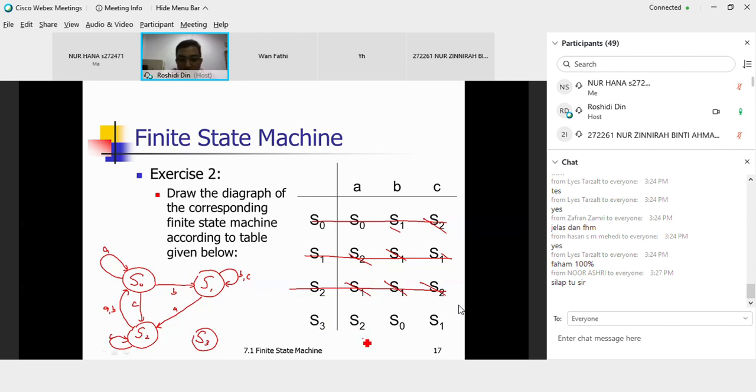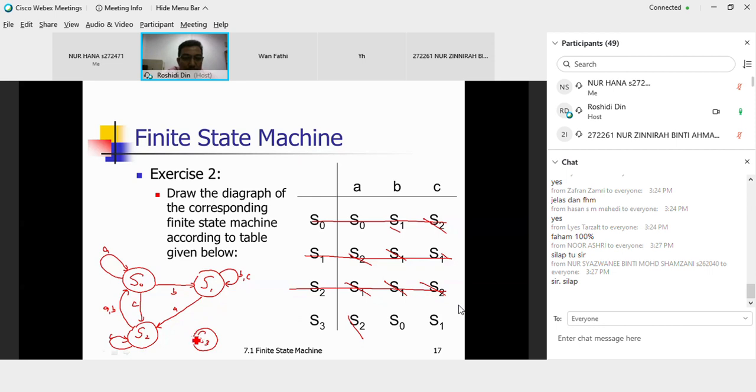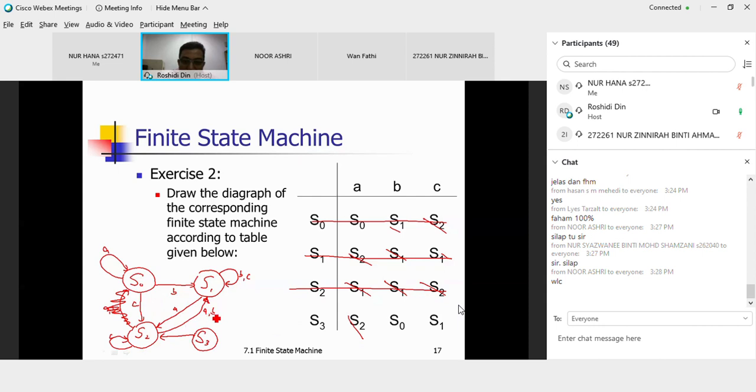So S3 map to S2. Ada silap tu. Mana? Yang S2 map to S1 tu. So sorry. Saya tengok ini S0. Sorry. Thank you. Yang ni. Betul. Okay. Sorry. S2 map to S1. I thought it's S1. So A and B. Okay, thank you.